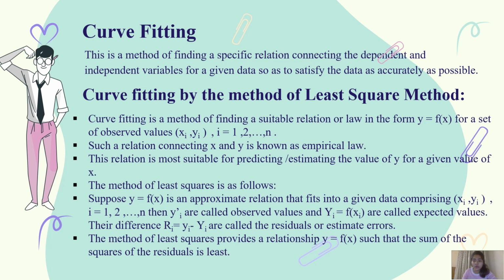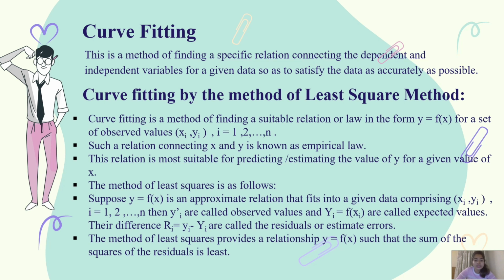Curve fitting by the least square method. Curve fitting is a method of finding a suitable relation or law in the form of y equals f of x for a set of observed values of (xi, yi), where i equals 1, 2, till n. Such a relation connecting y and x is known as an empirical law. This relation is most suitable for predicting or estimating the value of y for a given value of x.